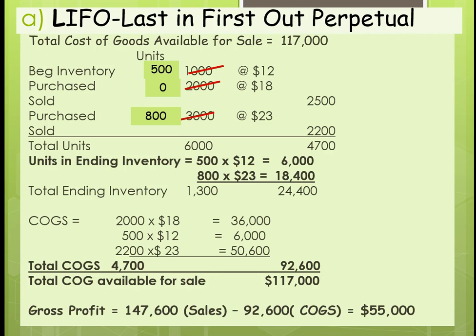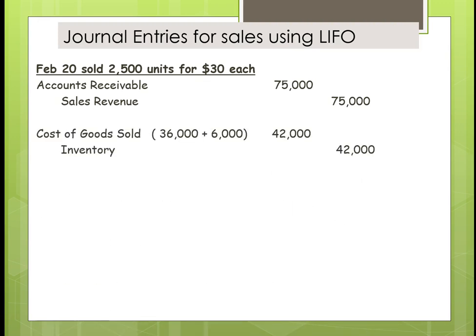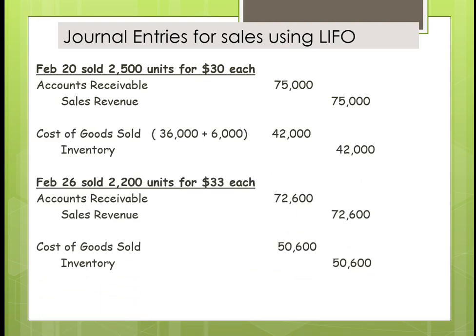So our gross profit under LIFO is going to be $55,000. Now we'll do the journal entry only for the sales. So there's our first sale. There's our second sale.